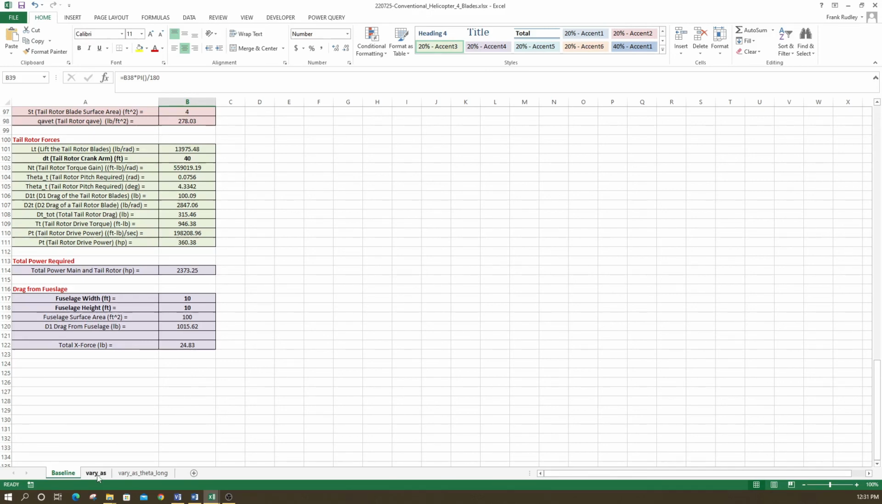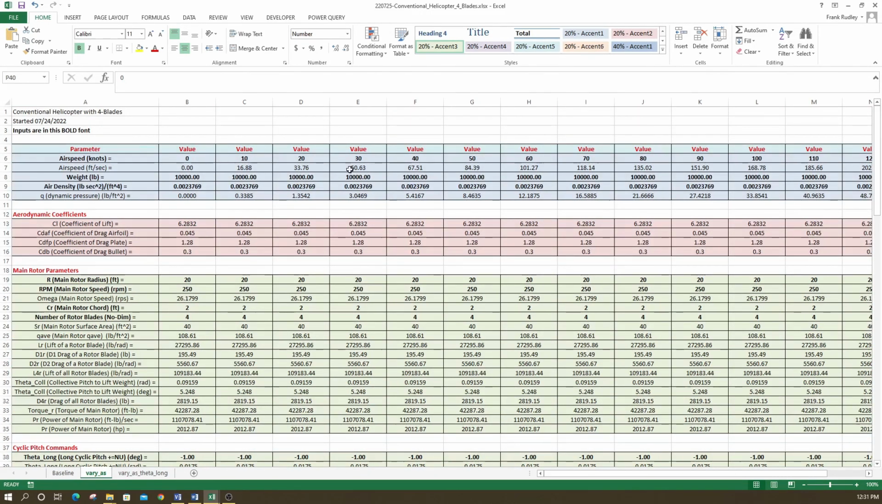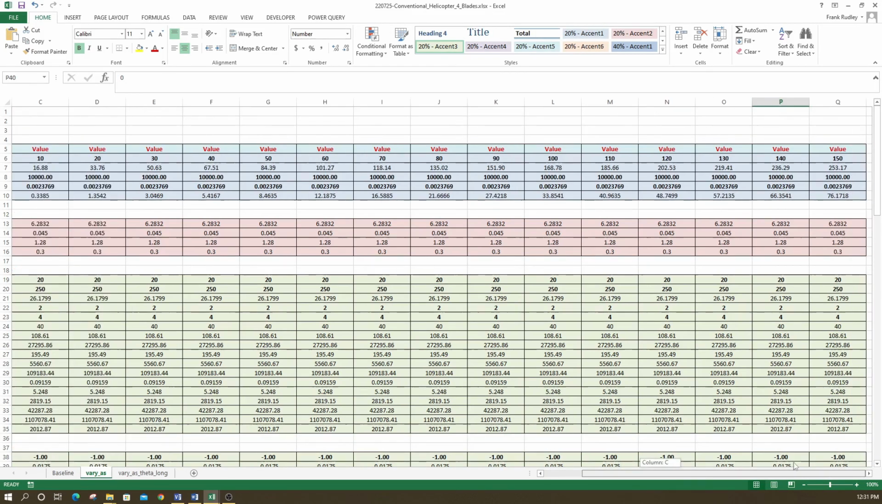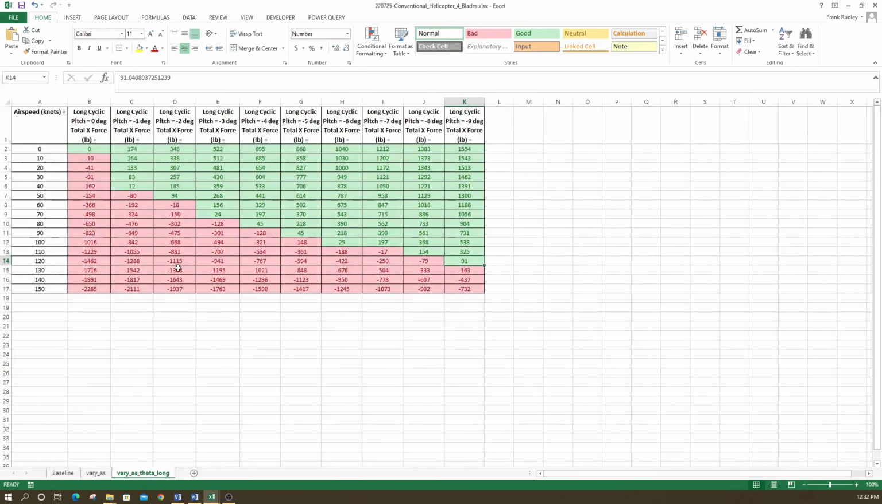But anyway, I did a whole parametric variation here from 0 to 150 knots, and I tried different longitudinal cyclic pitches. I plotted out airspeed versus the cyclic pitch. So I start at 0, -1, -2, -3, -4, -5, -6, -7, -8, -9. The green means I could generate a longitudinal force to overcome the drag of the aircraft, and the red means I can't, when it goes negative.